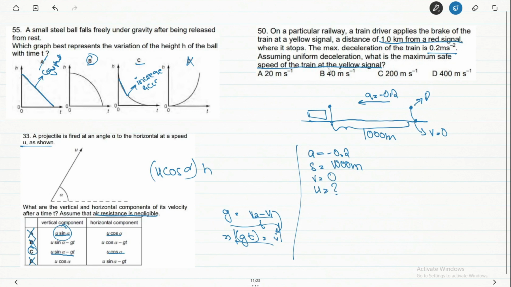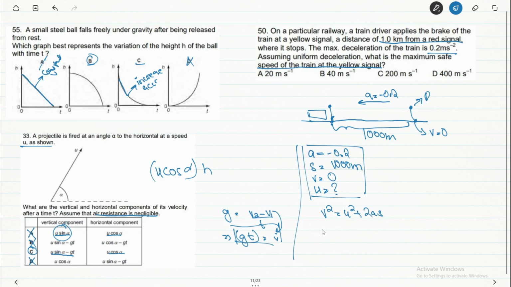Because what is the maximum safe speed of the train at the yellow signal, right? So this is the initial speed, the maximum initial speed that we need. So this is everything that we have. Now, what is the formula that relates all of these quantities together? The formula is v square is equal to u square plus 2as, right? Yeah, that's the one. v square is equal to u square plus 2as. This is how you choose which formula to apply, right?